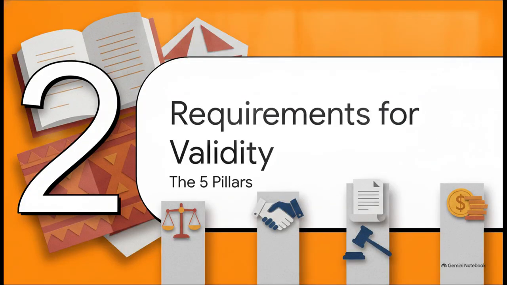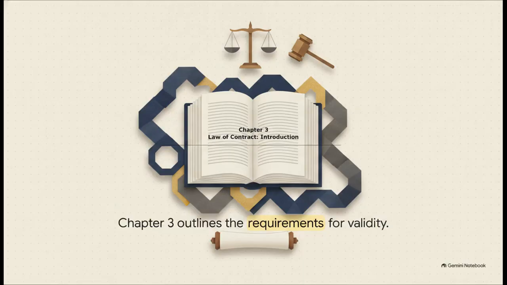Moving right along to Section 2, Requirements for Valid Contracts, the 5 Pillars. As outlined right in Chapter 3 of our source material on the law of contract, the law does not mess around here. It prescribes extremely strict requirements that absolutely must be met for an agreement to have any legal bite. If you miss even just one of these, you might have an agreement, sure, but you definitely do not have a valid contract in the eyes of the law.